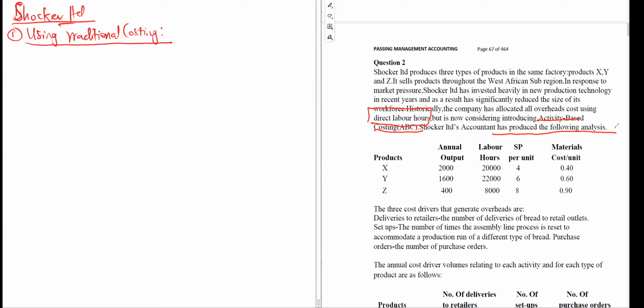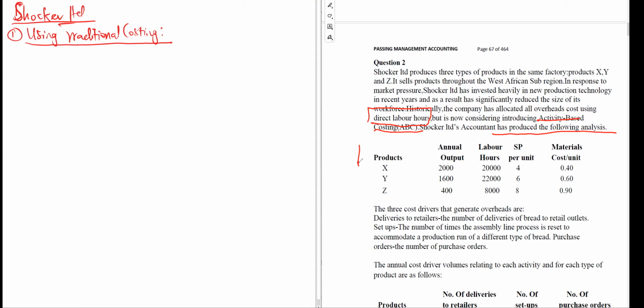So before you, Product XYZ. Before you continue, we have seen from the preamble that they use direct labor hours, right? So it means that if we have to calculate our overhead absorption rate using traditional costing or absorption costing, then we are going to use direct labor hours to absorb the overheads. Do you guys get it? Is it clear? Yes, please.